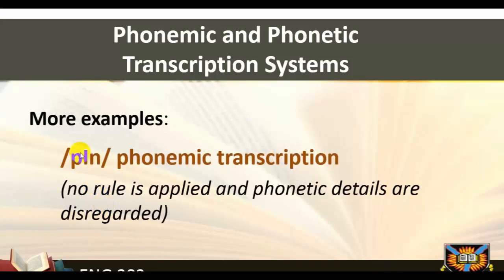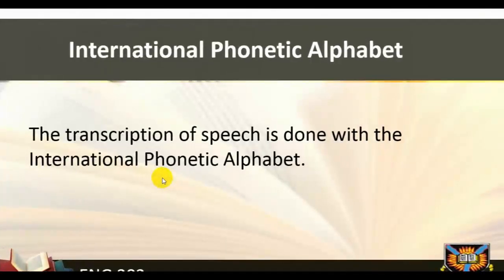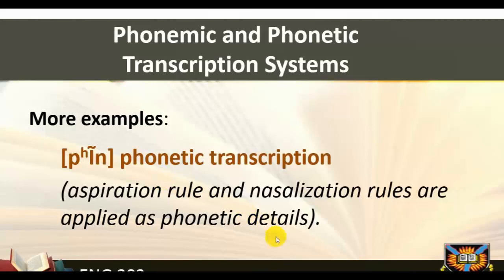Let's look at more examples. P short IN transcribed, phonemic transcription. No rule is applied and phonetic details are disregarded. PH short IN, phonetic transcription. Aspiration rule and nasalization rules are applied as phonetic details. As you must have observed above, slanting lines enclose phonemes or phonemically transcribed sounds, while square brackets enclose phones or phonetically transcribed sounds. Note: phonemic transcription uses phonemic symbols, while phonetic transcription uses phonetic symbols.